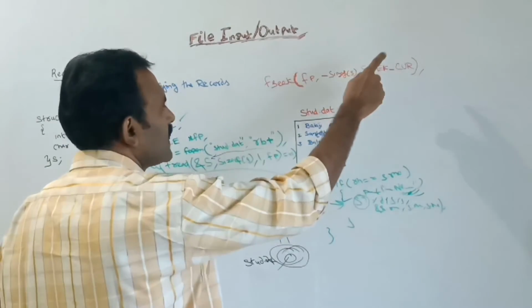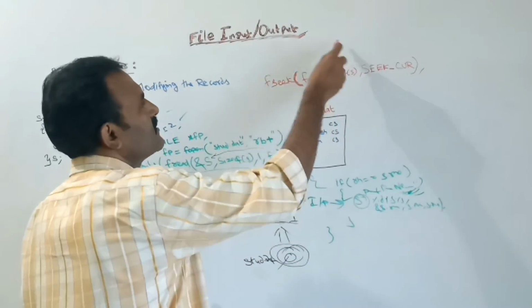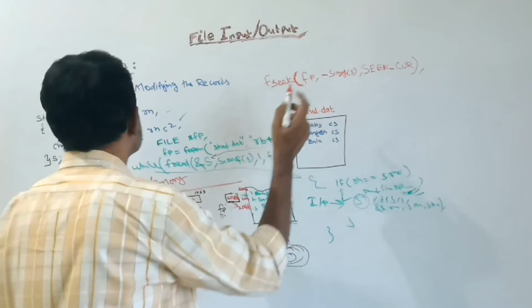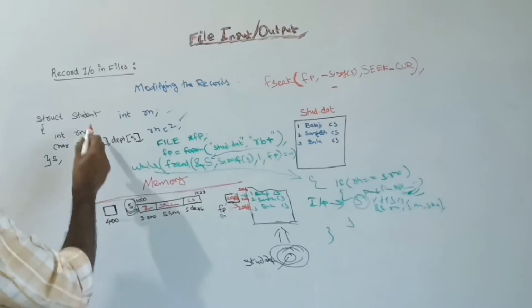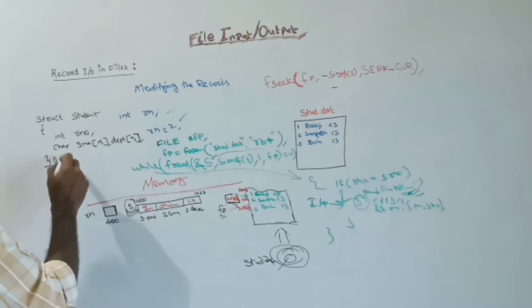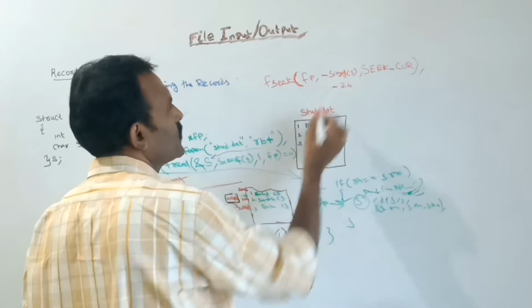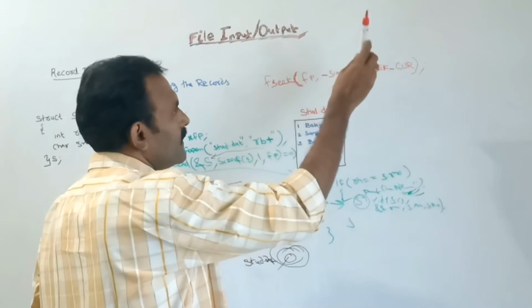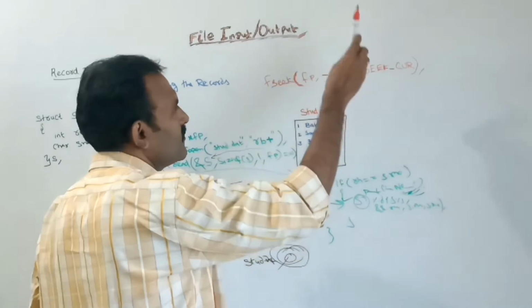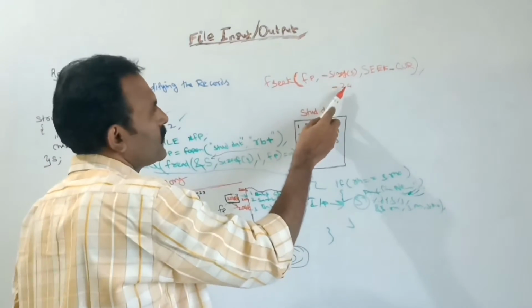Next, from this current position, this is the offset value. Here what is the value? Actually, now let us see here the symbol minus. Next, sizeof s: how much is the size of the structure variable s? It is 24. So here the actual value is minus 24. So where the file pointer is currently placed, from that I am subtracting 24.